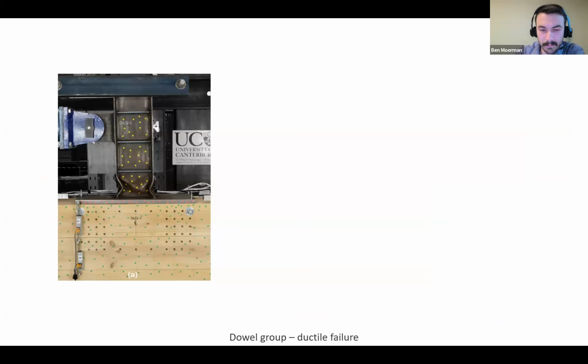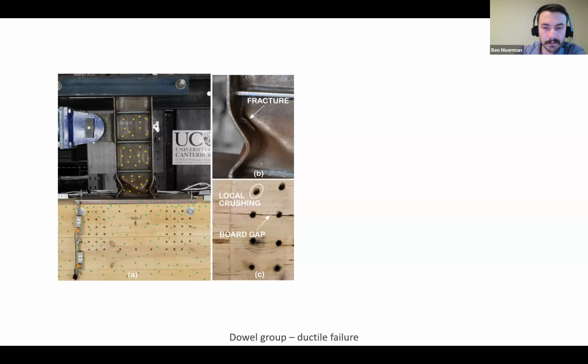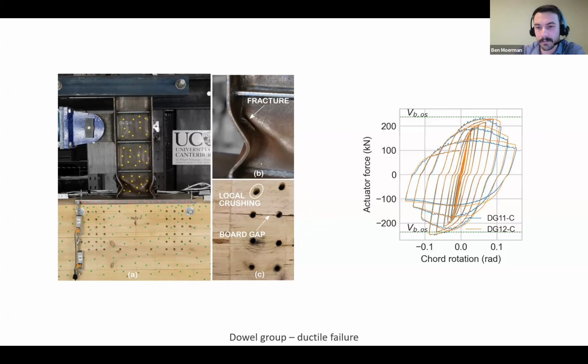So the ductile group, the dowel group first, we saw it was really successful, no significant connection damage. A small amount of fracture just in the wide flange there. And when we split the specimen open, there's a little bit of local crushing just at the holes of the dowels, but otherwise no real damage to speak of. We got a nice ductile hysteresis loop, lots of energy dissipation, which was great. And we can just see a little loss of stiffness as we cross the axes there.